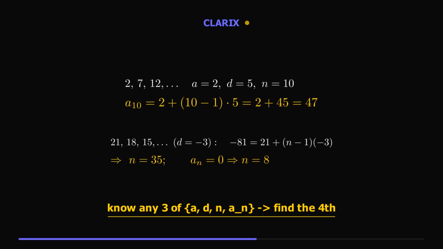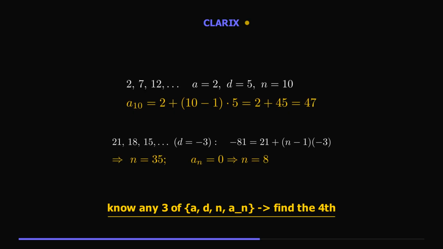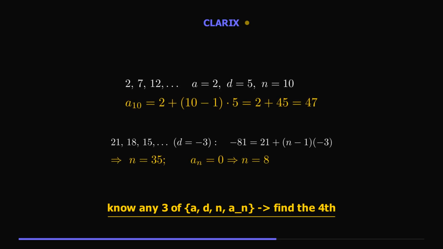Trickier: in 21, 18, 15, where d is minus 3, which term equals minus 81? Now we know the term and we're solving for n. Minus 81 equals 21 plus, bracket, n minus 1, times minus 3. Work it through and n comes out to 35. So the 35th term is minus 81. And is any term exactly 0? Set the formula to 0, solve, and n equals 8. The 8th term is 0.